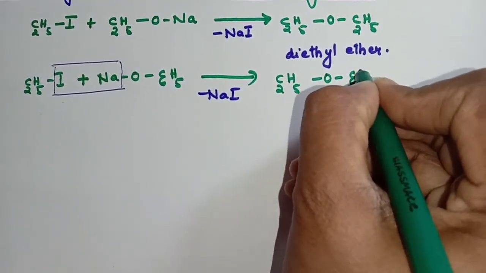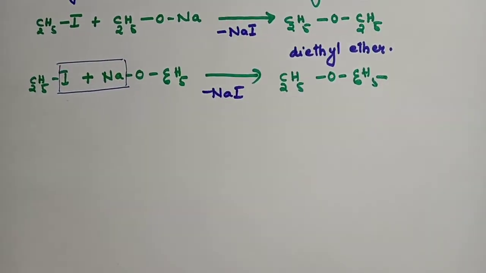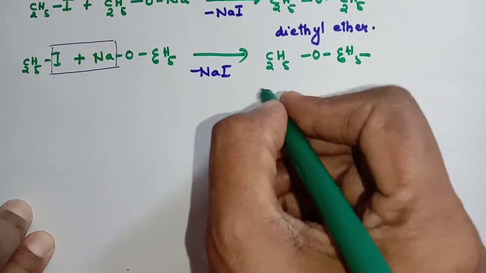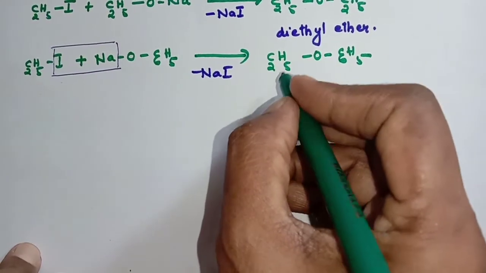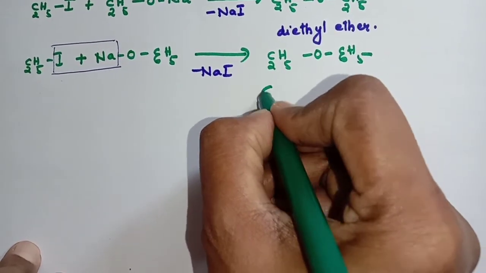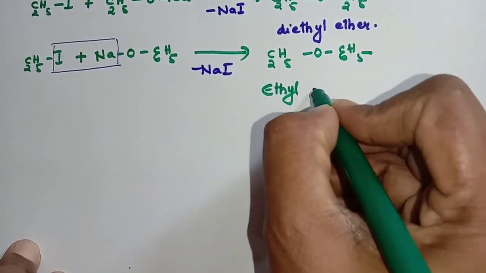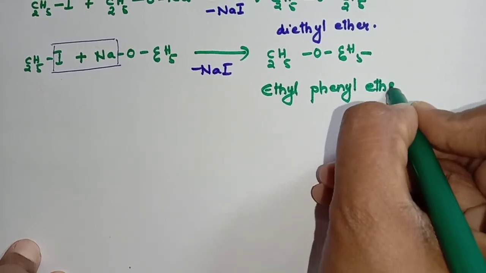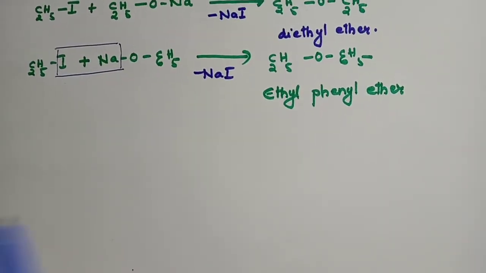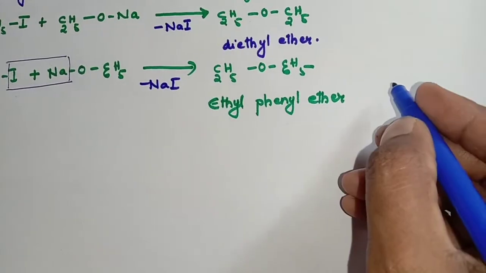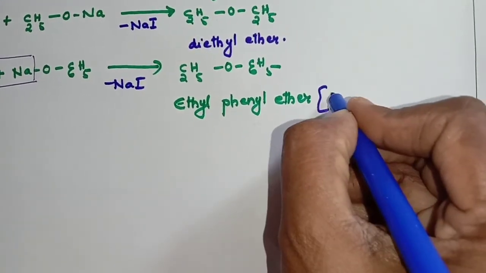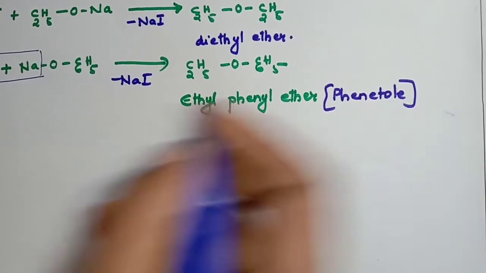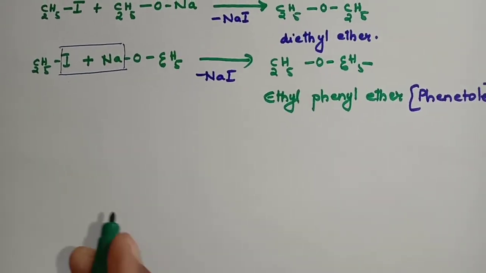C2H5O C6H5. So how to name this ether? So one is ethyl group and the other one is phenyl group. According to the alphabetical order, it is called as ethyl phenyl ether. So what is its other name? We have learned in the introduction video. It has a common name called as phenitol. Okay. So one more example.